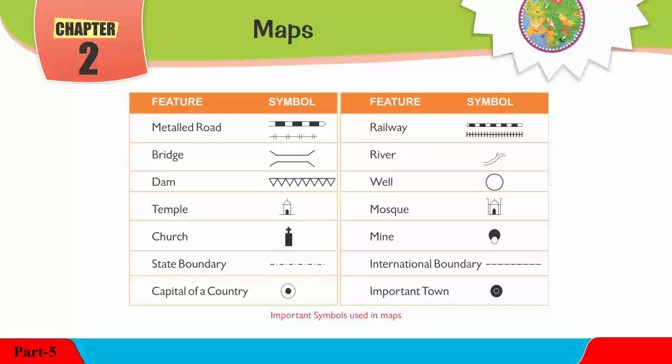Feature, symbol: metal road, bridge, dam, temple, church, state boundary, capital of a country, railway, river, well, mosque, mine, international boundary, important town.